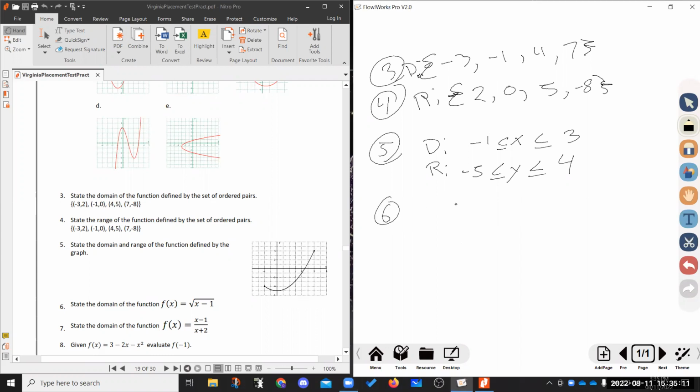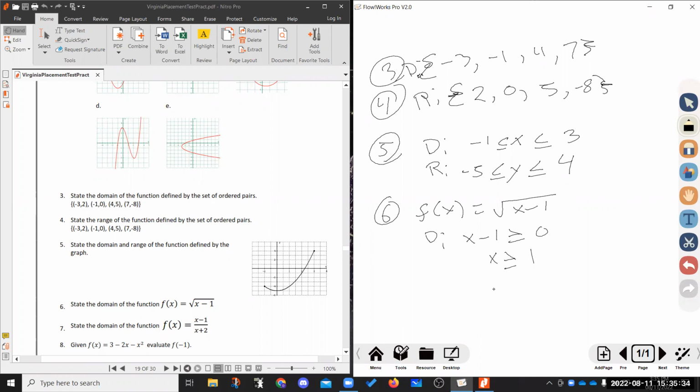So the domain of f of x equals the square root of x minus 1 is going to be that x minus 1 has to be greater than or equal to 0. That's my rule for my domain, that I'm not allowed to have negatives inside the square root there. x has to be greater than or equal to 1.